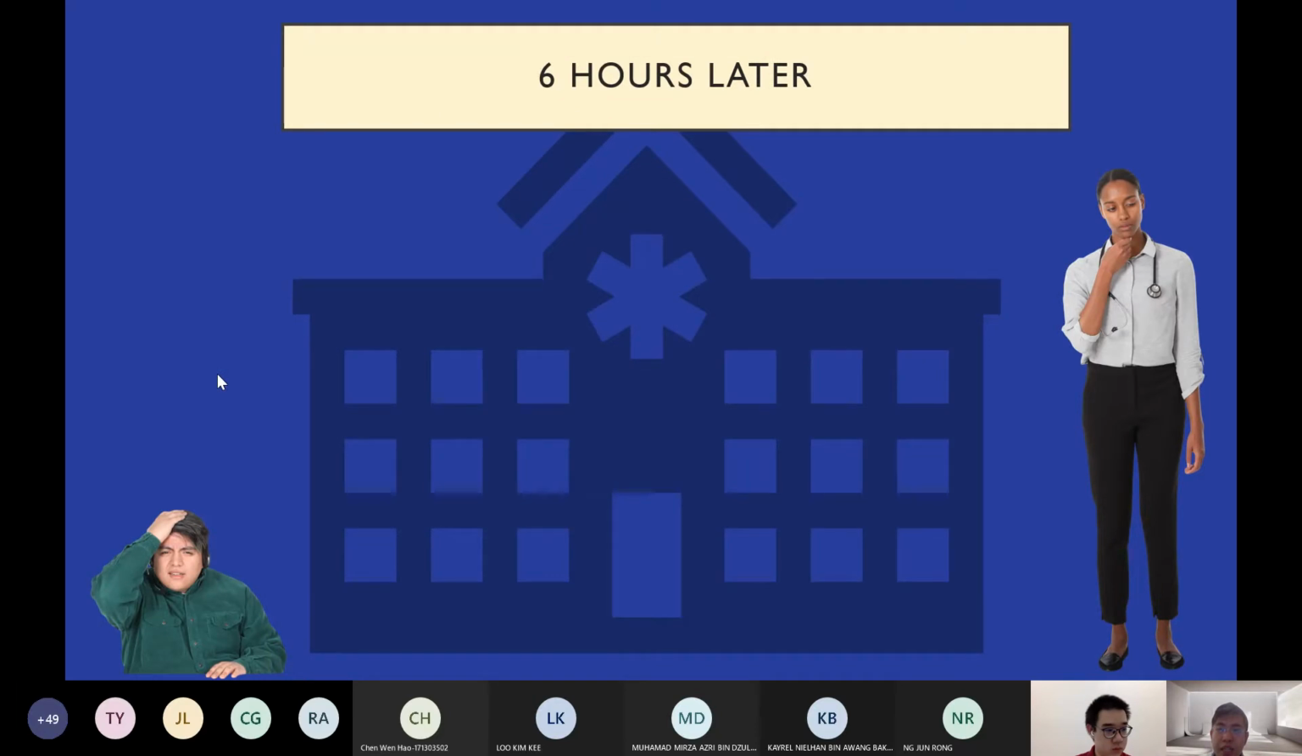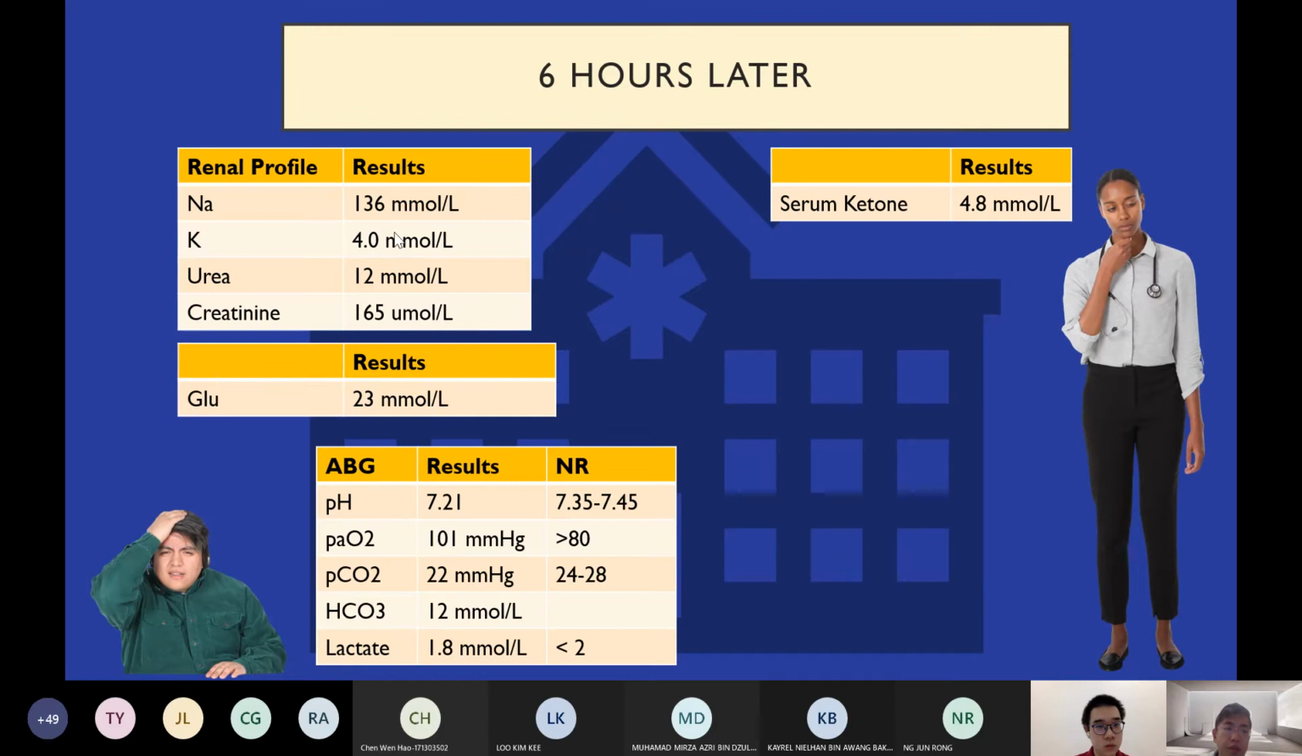And 6 hours later, so this is his current blood profile. And what has happened? Can anyone care to elaborate? Divya, would you like to try?